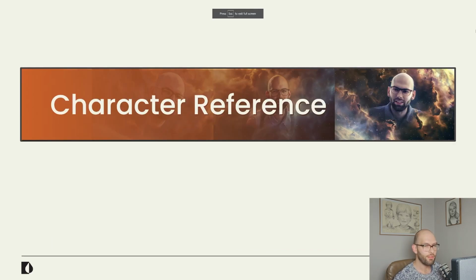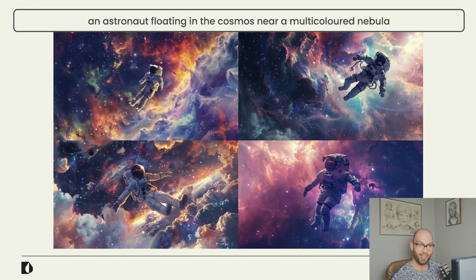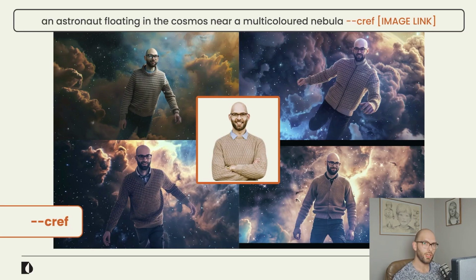Up next, we've got the character reference feature from version 6. This is the consistent character feature that has got people so excited. In order to examine the character reference feature, we're going to start with a generic prompt, an astronaut floating in the cosmos near a multicolored nebula. For these examples, we'll be using an image of myself wearing a brown cable knit jersey.